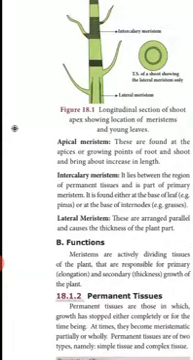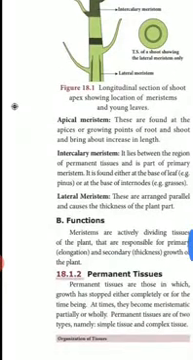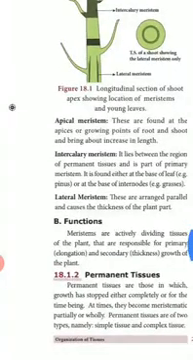Next one, lateral meristem. These are arranged parallel and cause the thickness of the plants. So it always makes the stem thick, bigger and bigger. When you compare with the apical meristem, which always carries the length of the stem, the lateral meristem always carries the thickness of the stem.